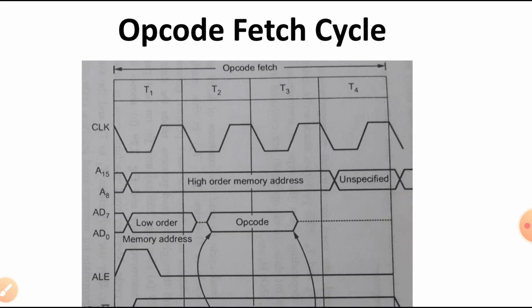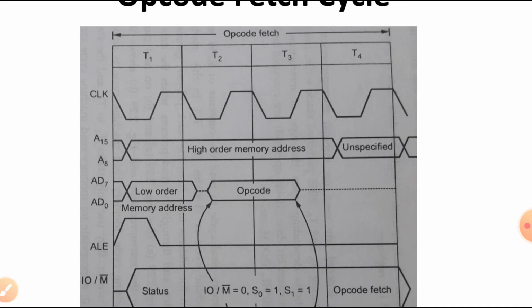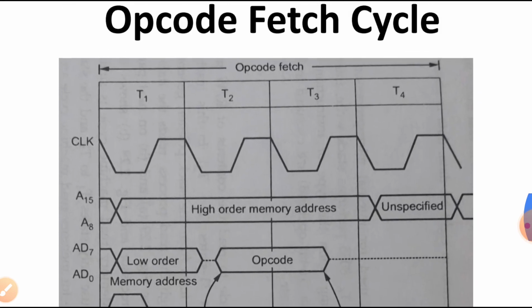As far as the length of this machine cycle is concerned, it is not fixed. It varies from 4T states to 6T states as per the instruction. So let us discuss only the general opcode fetch cycle, in which it normally takes 4T states. Let us discuss step number 1 of the opcode fetch cycle.